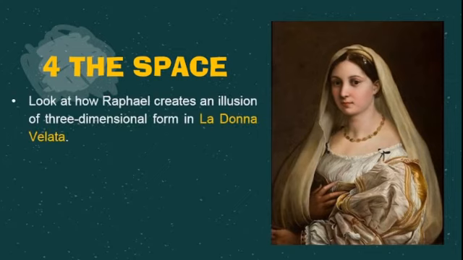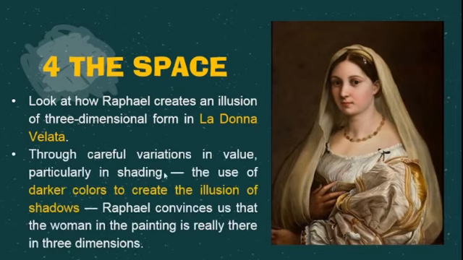Look at how Raphael creates an illusion of three-dimensional form in La Donna Velata. So as you can see there, the space is very obvious, through careful variations in value, particularly in shading, the use of darker colors to create the illusion of a shadow. For example, if you take a look at her right hand, you can see the shadows there, right? So you would really think that there's a space between her veil and her dress. Okay? Raphael convinces us that the woman in the painting is really there in three dimensions.